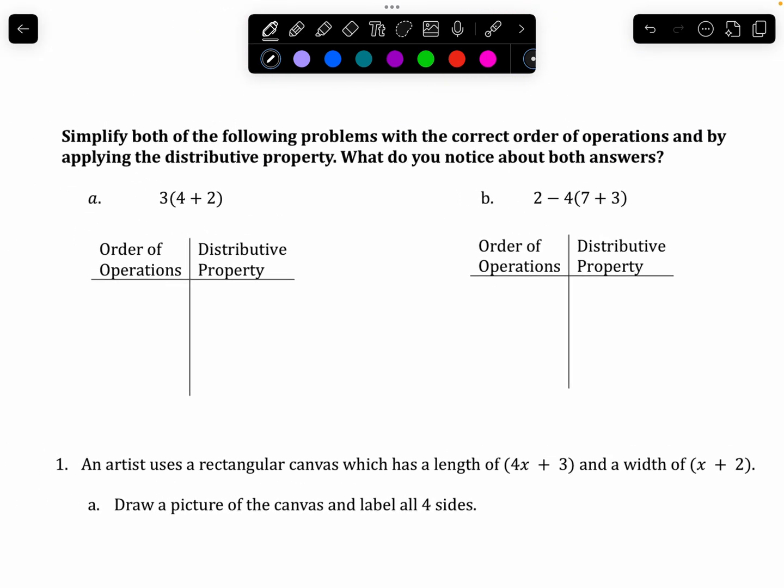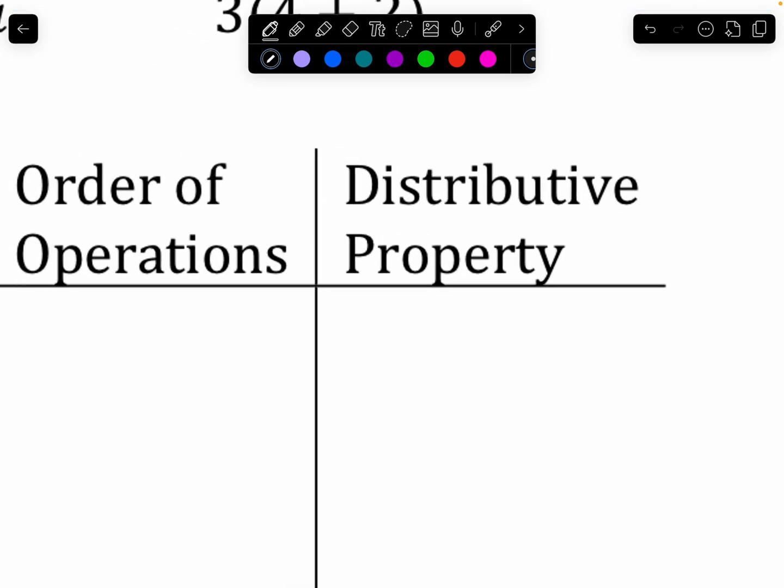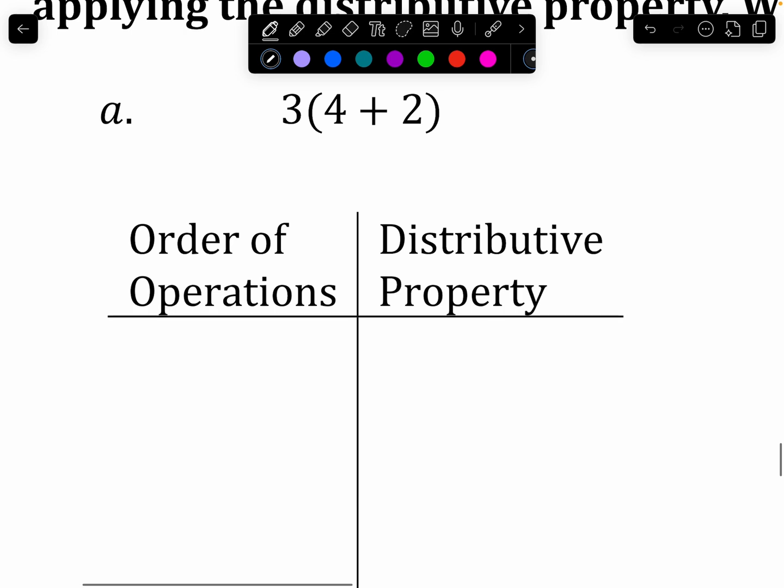Okay, so now what we're going to do is two different examples of simplifying just good old expressions without variables in them. But I'm going to show you that even if you can do PEMDAS, you don't have to do PEMDAS, okay? So I'm going to just start with letter A. You have 3 parentheses 4 plus 2.